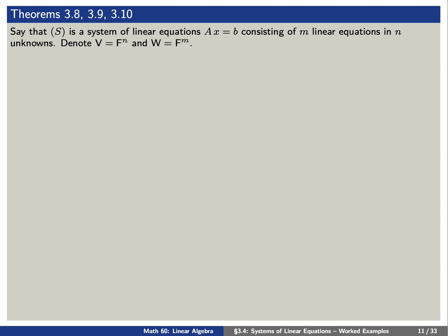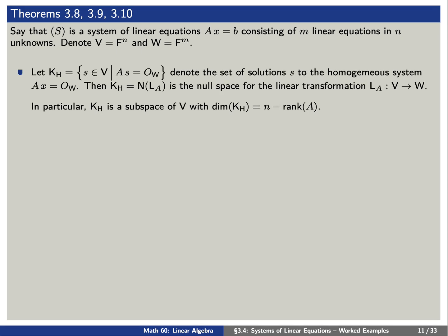There's a theorem that tells us properties of the solutions to our system. Again, say that we have a system, capital S, that's in the form Ax = b. We'll denote K sub h as the solution set for the homogeneous system Ax equals the zero vector. Then K sub h is just the null space for our matrix A, and in particular it is a subspace whose dimension is n minus the rank of our coefficient matrix A.